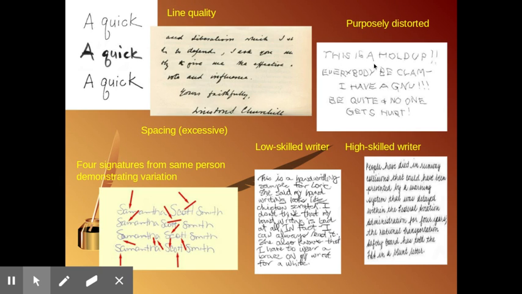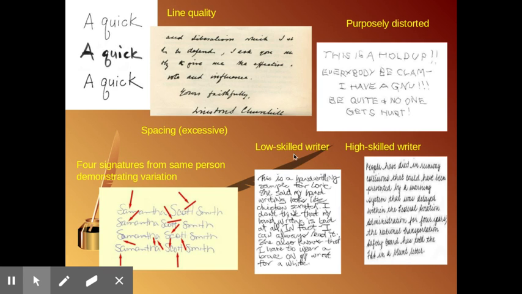So maybe this is somebody trying to write with their left hand, misspell some words on purpose to try and disguise their handwriting. But you can almost guarantee that the way they write their B or some other letter in here is going to be consistent with the way they write their letters in reality too.